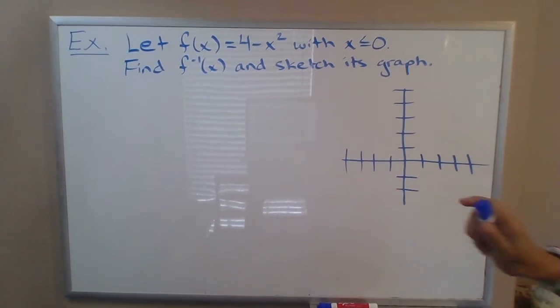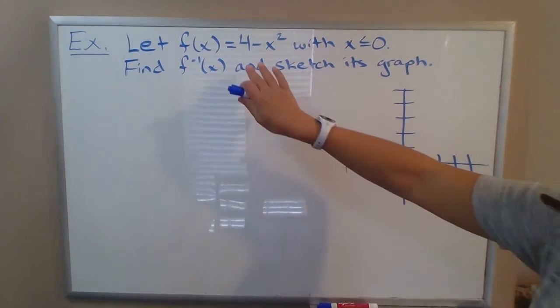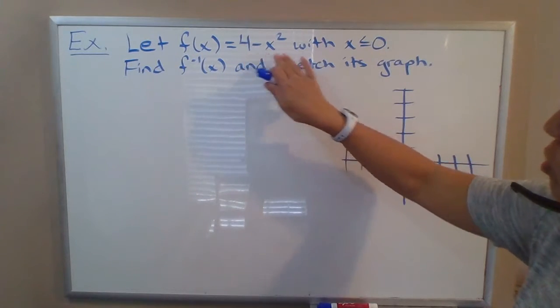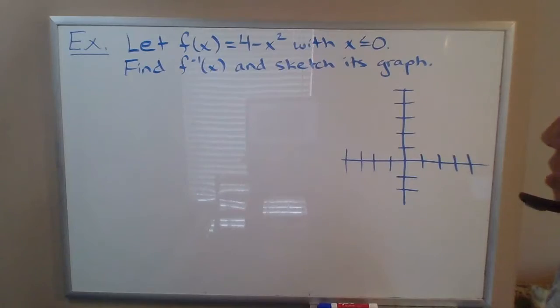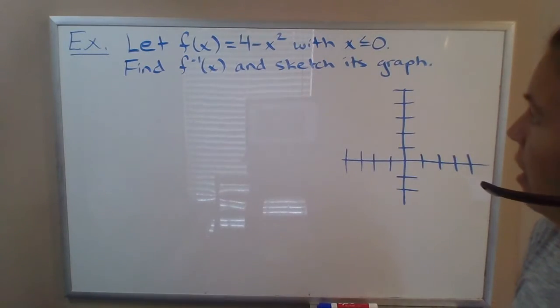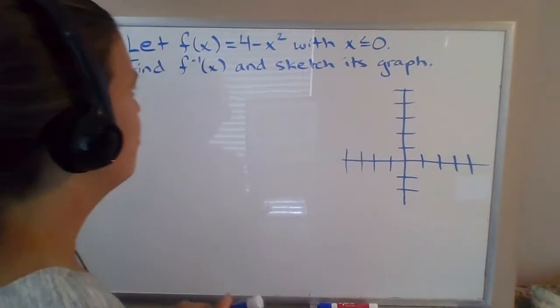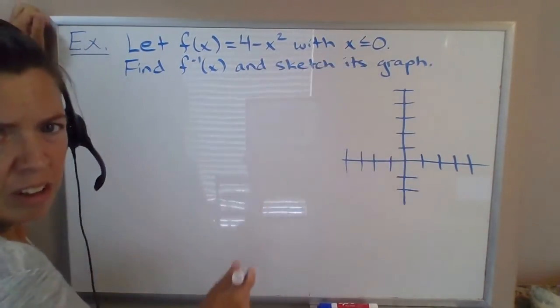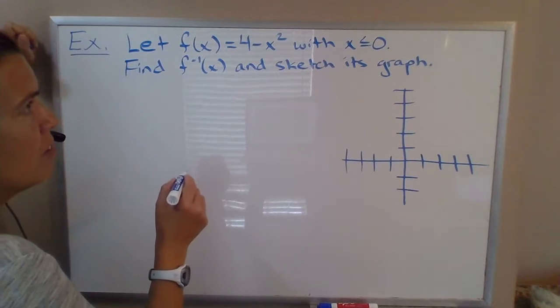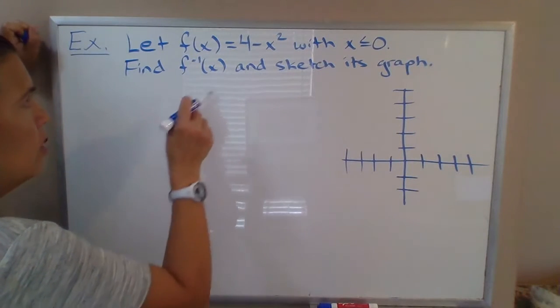In this video, we want to find the inverse of a function f of x equals 4 minus x squared, with this condition that x is less than or equal to 0. So the task is to find the inverse function and then sketch its graph. First thing, I want to talk about this added condition that x is less than or equal to 0.